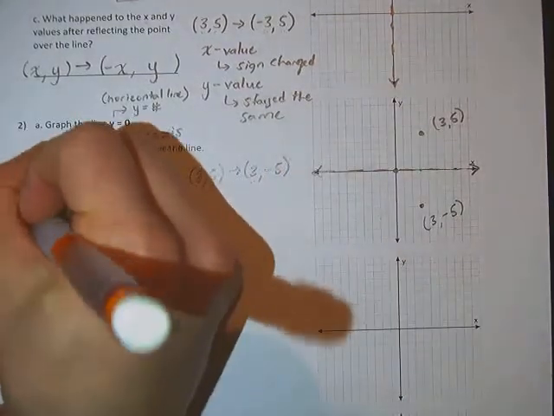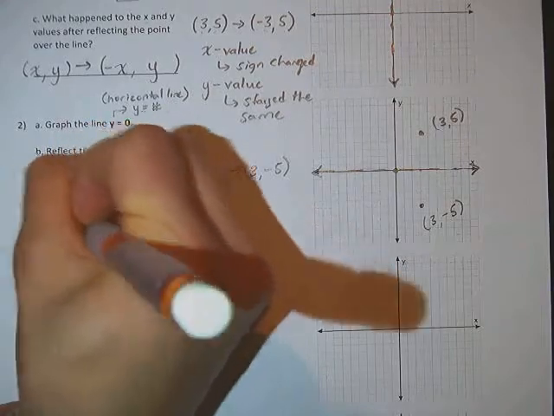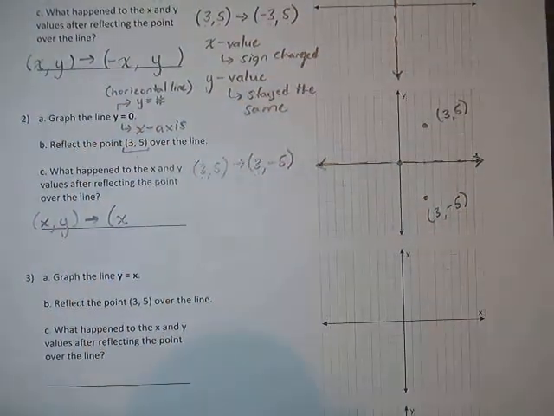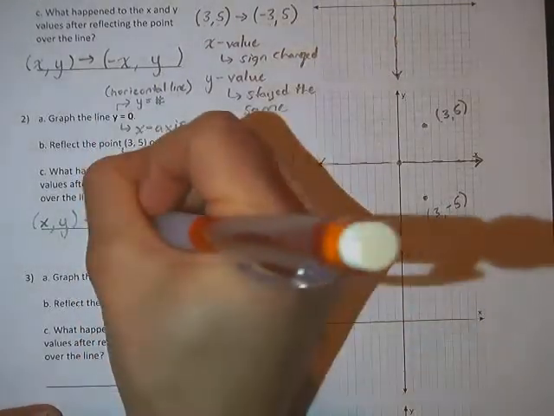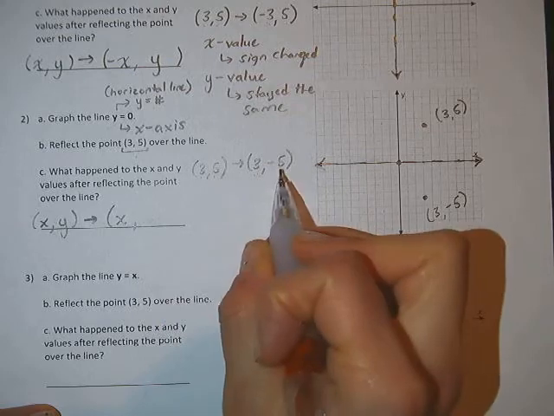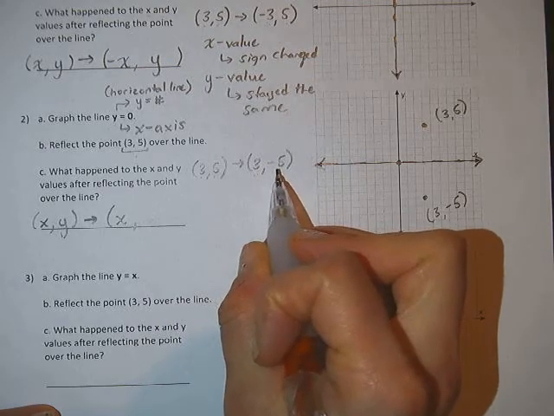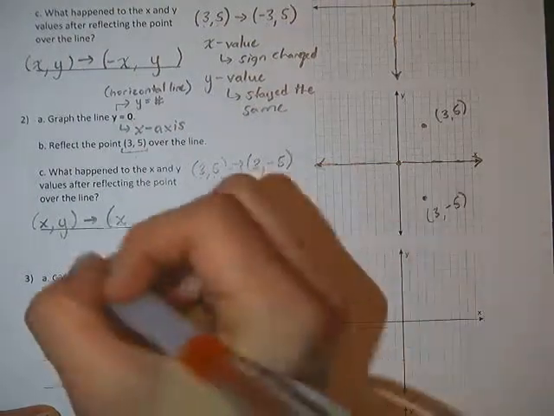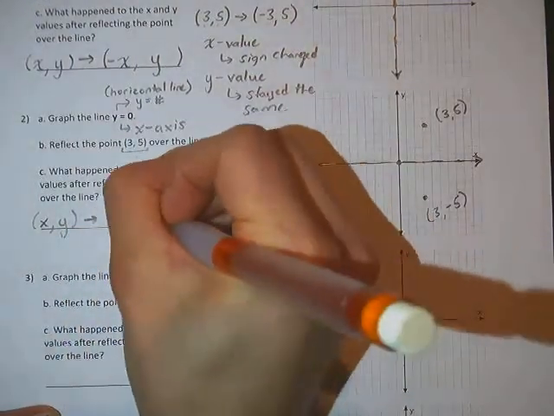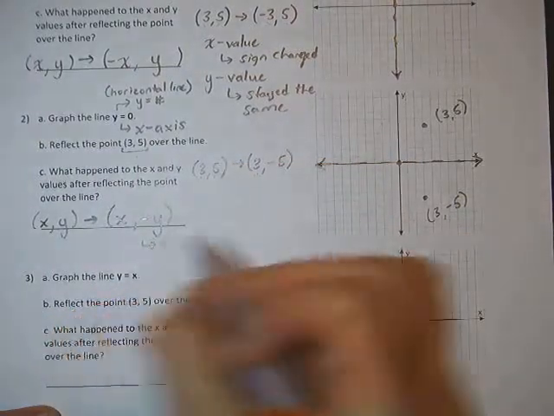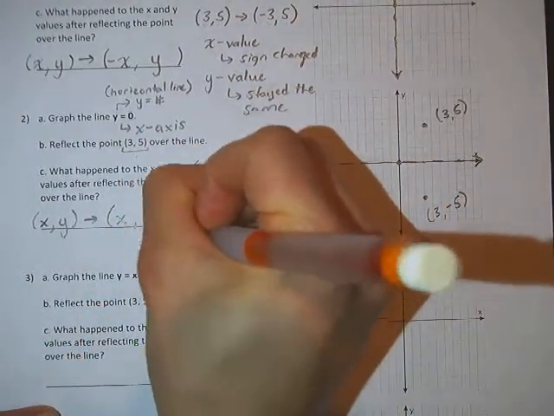So if I go ahead and write the rule, you always start out with (x, y) arrow. The x did not change, so we just bring the x over, okay? And then what happened to the y value? Well, the y value was 5, and then it became -5. The sign changed. So to show that the sign changed, you bring the y over, but then you put a little negative in front of it. And that shows you that the sign changed.